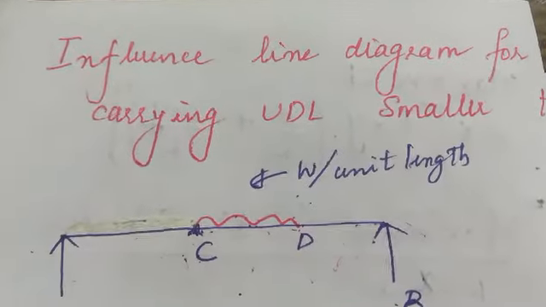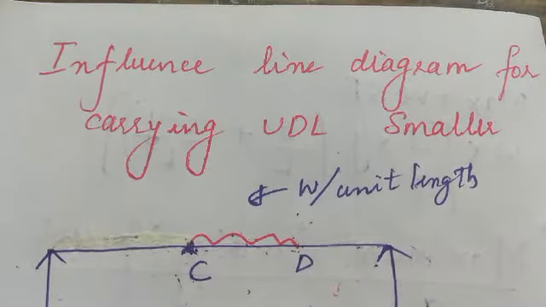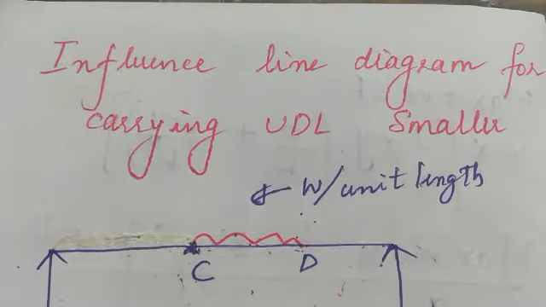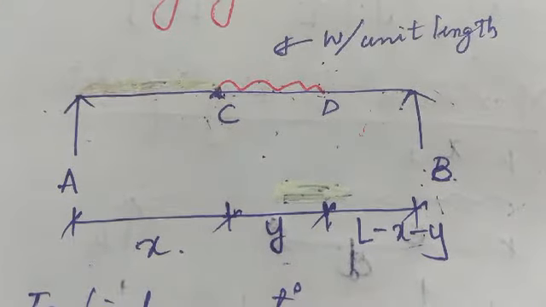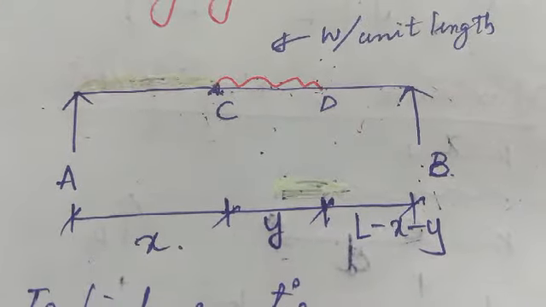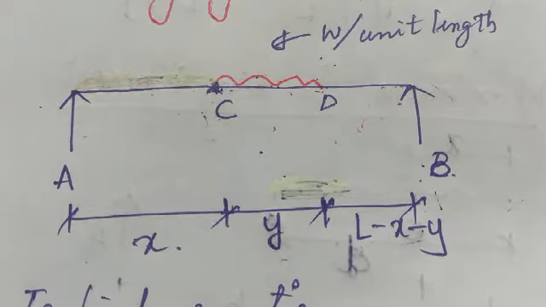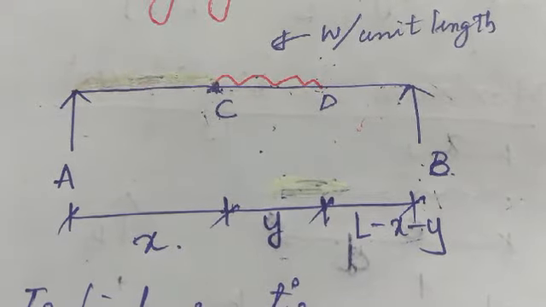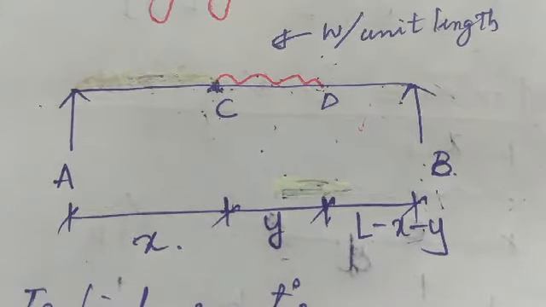Hello friends, today we are going to do the influence line diagram for a simply supported beam carrying a UDL smaller than the length. That is, when the UDL is smaller than the span of the beam. So here AB is a simply supported beam of span L which is carrying a UDL of length y and intensity w per unit length.